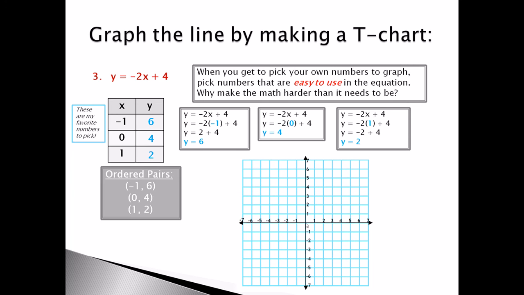-1, 6. So I start at the origin. I go back 1, and it's +6, so up 6. Over 0, up 4. Interception right there at 0, 4. I know it crosses the y-axis there. And I go over 1, up 2. So that's right 1 and +2. And connect your dots. Ta-da!